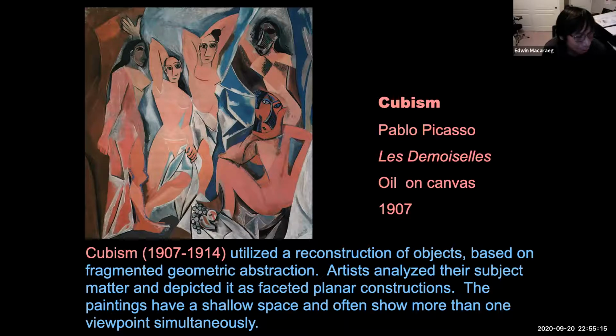Cubism, made around 1907, lasted a few good years, 7 years, until 1914. Cubism utilized a reconstruction of objects based on fragmented geometric abstraction. Artists analyzed their subject matter and depicted it as faceted planar constructions. The paintings have a shallow space and often show more than one viewpoint simultaneously.